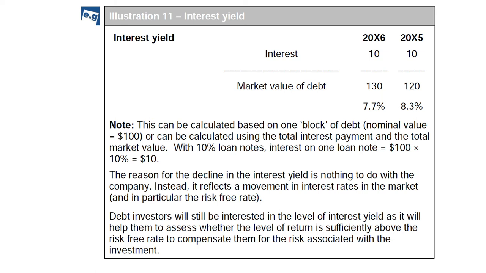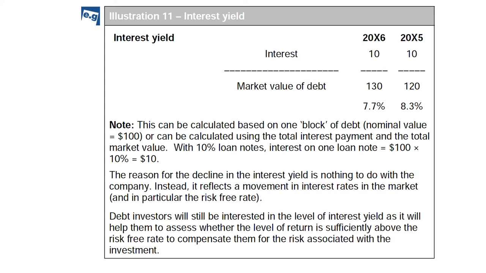Because the company does not decide anything here, nor can it manipulate anything here. Instead, it reflects a movement in interest rates in the market, in particular the risk-free rate. It depends on how interest rates are going up and down. So debt investors will still be interested in the level of interest yield, as it will help them to assess whether the level of return is sufficiently above the risk-free rate. They want to see whether that interest yield is above the risk-free rate.